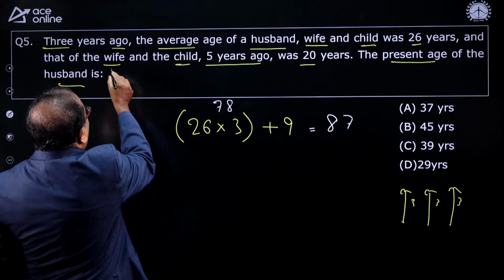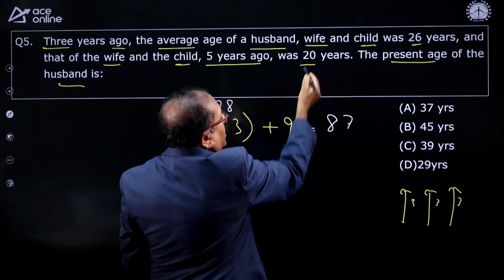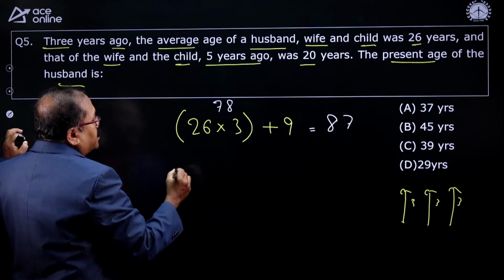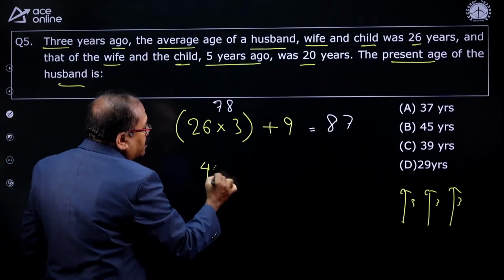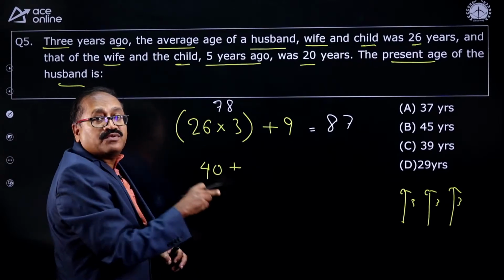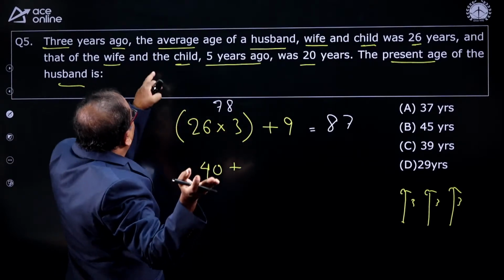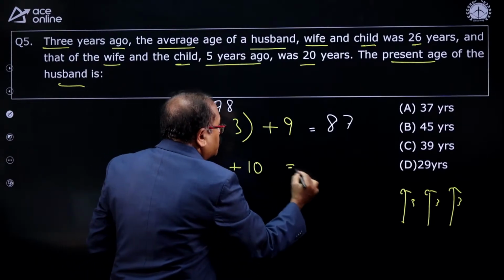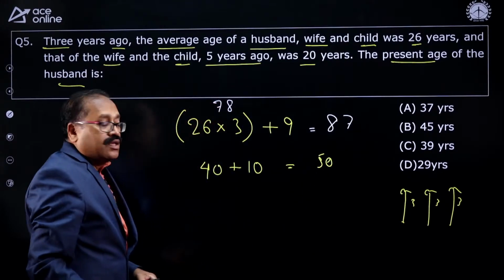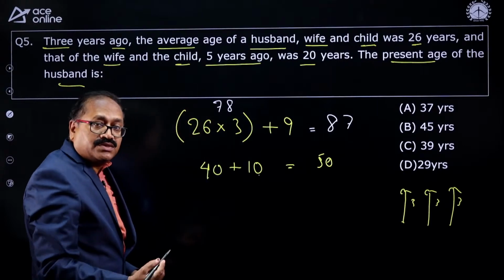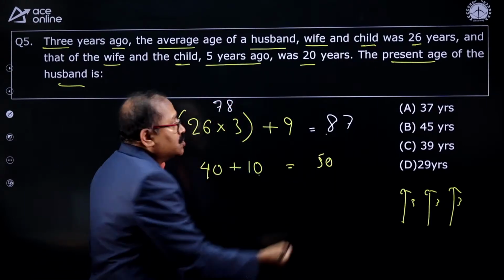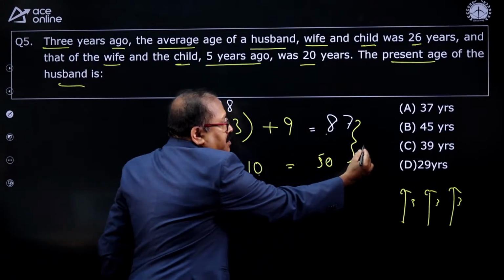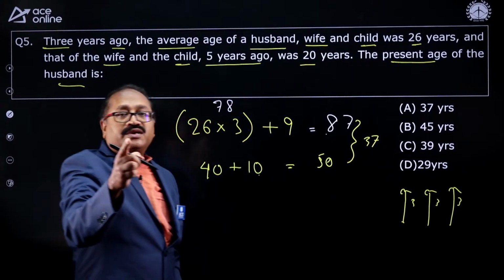Now, coming to the wife and child, 5 years ago the average was 20, so the total was 40. Then what will be their present age? 5 years ago the total was 40. Then in 5 years, the wife's age will increase by 5 and the child's age will increase by 5, total 10. So the total I get is 50. So this is the wife and child's total present age. And this is husband, wife and child. So what is the age of husband? I can see the difference, which is nothing but 37. Option A.